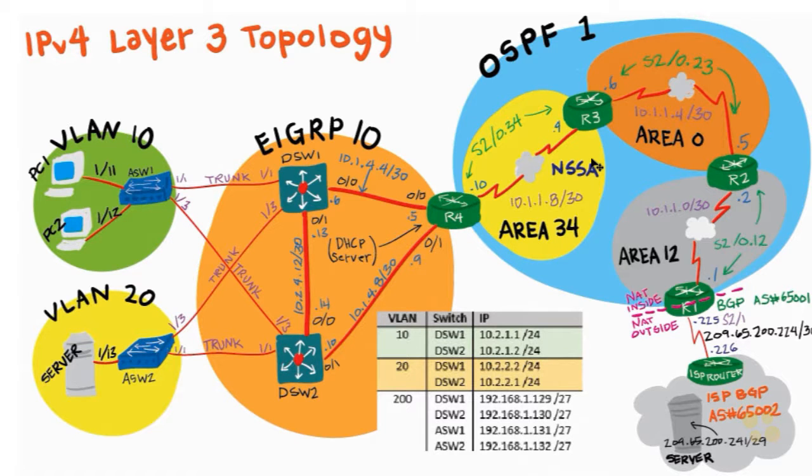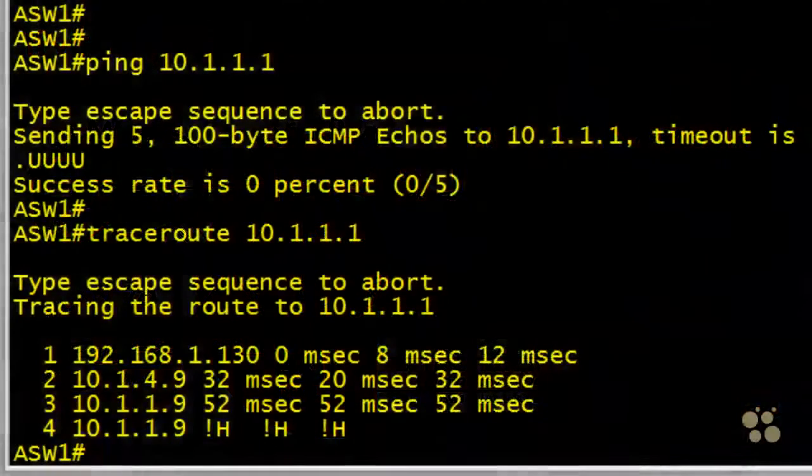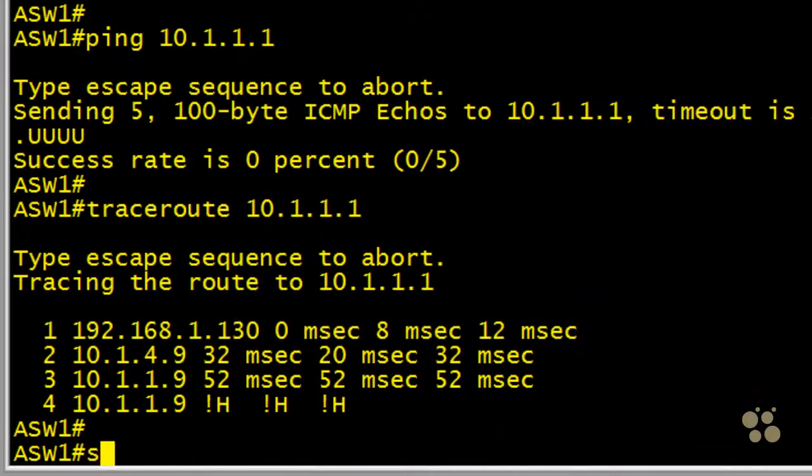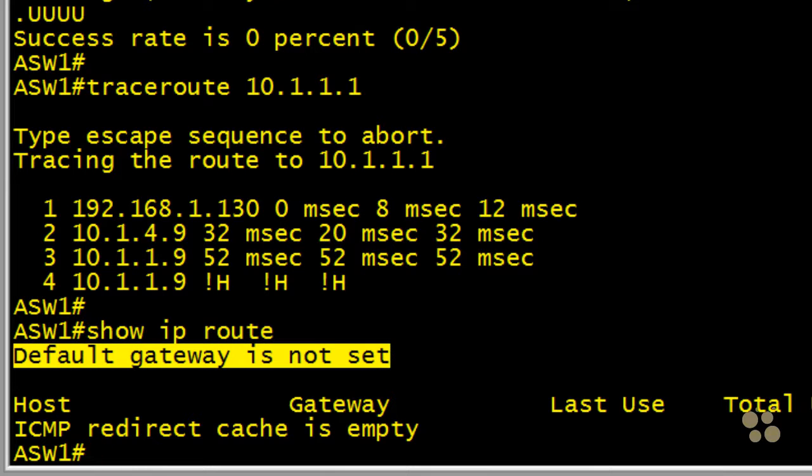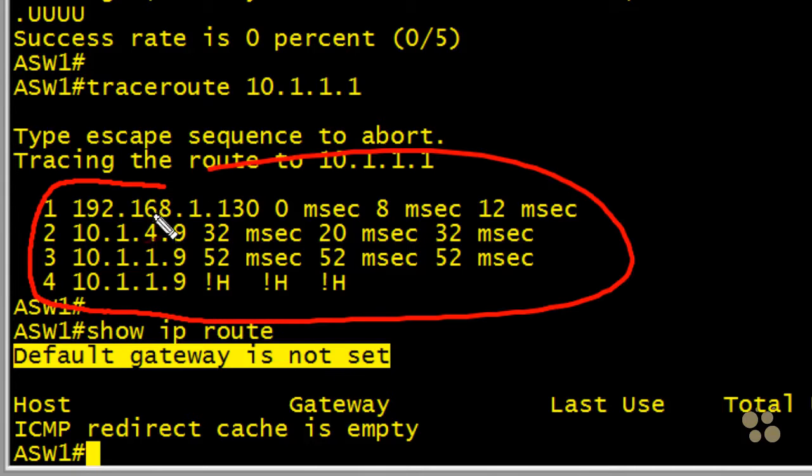Now, before we go up to R3 and investigate R3, I want to share with you a little bit of magic that's happening right here on ASW1. On ASW1, if we issue the command show IP route, now this is a layer 2 access switch. IP routing is not enabled on this device, and it currently has no default gateway set. So you might ask yourself, well, how in the world did we forward a packet if we don't have a default gateway configured? I mean, just a few moments ago, we were sending packets that were using 192.168.1.130 as our first hop as the packet got forwarded to its destination.